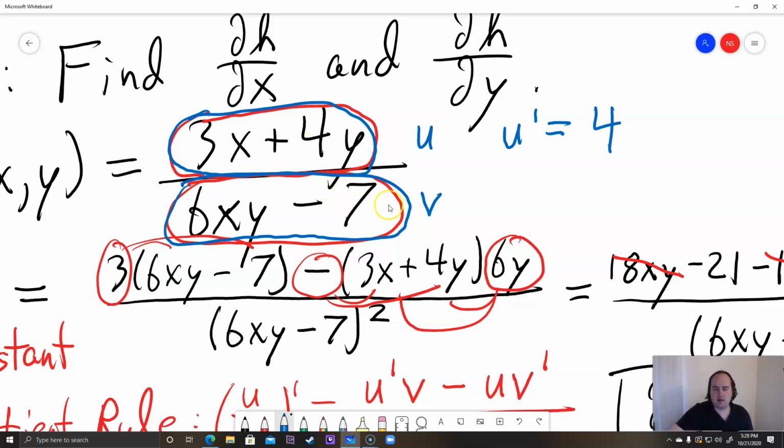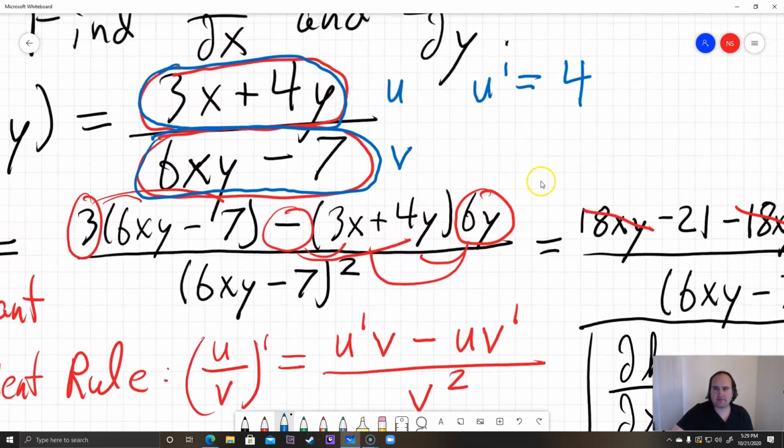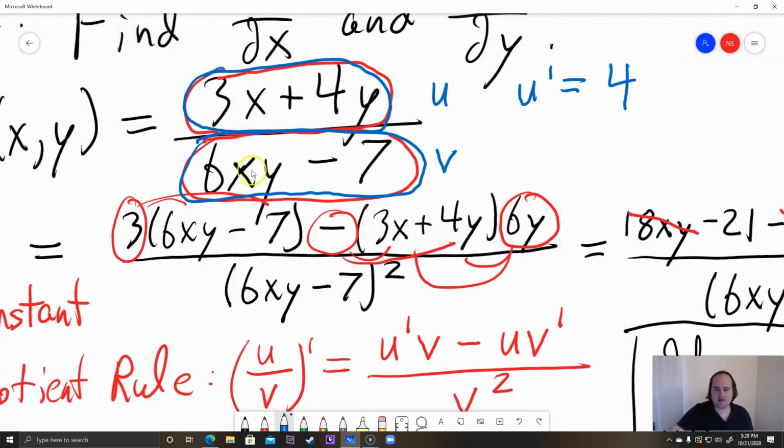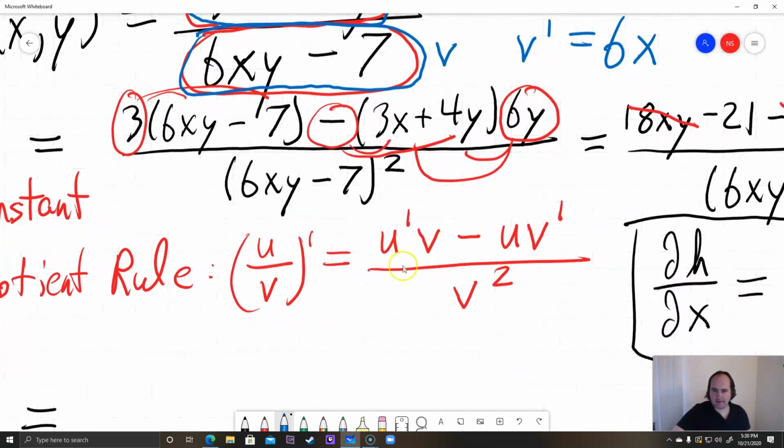Okay? And then for our denominator v, for our v prime, once again, x is going to be constant. So treating x as a constant, we take the derivative of 6xy. So the y is going to go away, so we're just going to be left with the 6x. Okay, so our v prime equals 6x. Okay, so u prime is 4 because x is a constant, and v prime is 6x because, once again, x is a constant, so 6x is a constant. All right. So we got our u prime and our v prime. So now we're ready to use the quotient rule again.